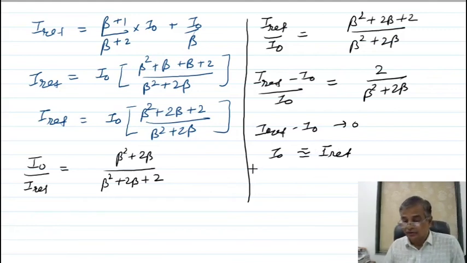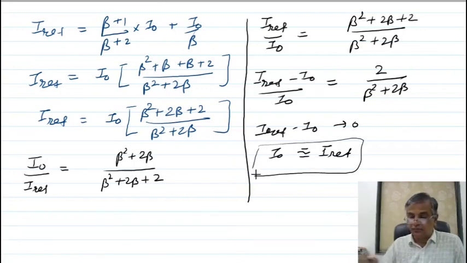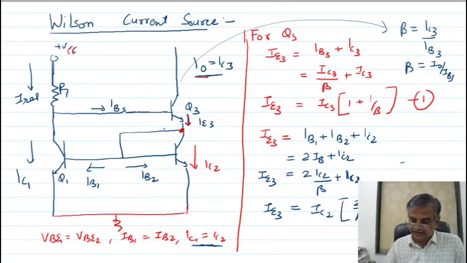Now, if you want to increase the output resistance, then resistance should be added in the circuit in the emitter. So this circuit, the Wilson current source, is the best constant current source circuit. This is the last circuit that I will discuss in current source circuits.